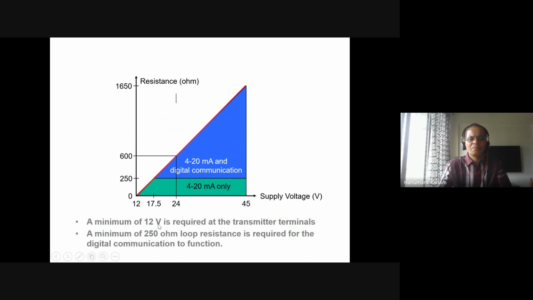You see here, a minimum of 12 volt is required at the transmitter terminal. This way, the 24 volt is consumed. A minimum of 250 ohm loop resistance is required for the digital communication to function. So these two important parts you have to remember while working with the transmitter. So 0 to 1650 ohm resistance, while you can see here 250 ohm, above this triangle gives the linearity. So 0 to 250 ohm, minimum resistance required. Suppose we have a 24 volt supply, right? Sorry, in this slide we have a standard 24 volt DC supply, right? And this is the range here.